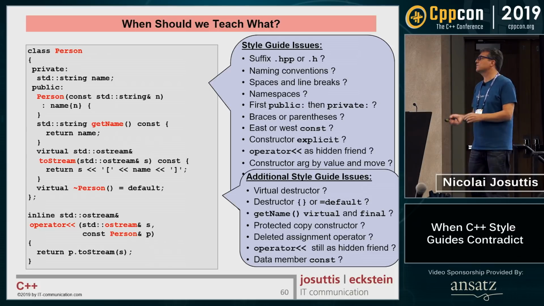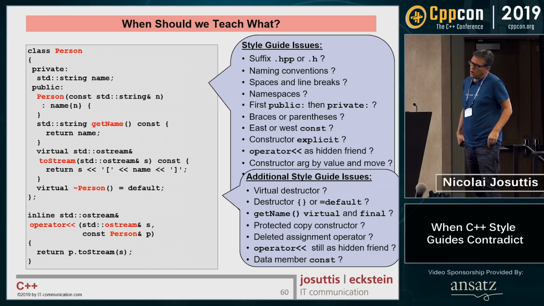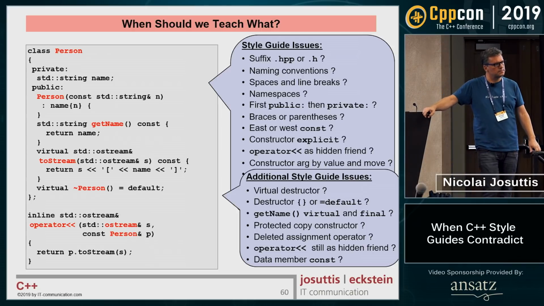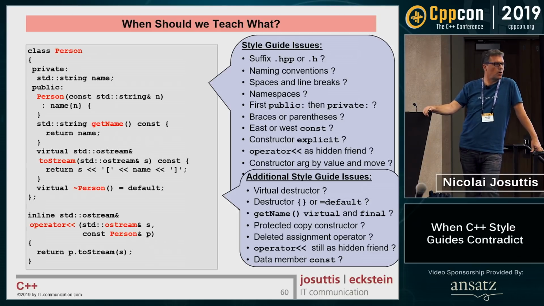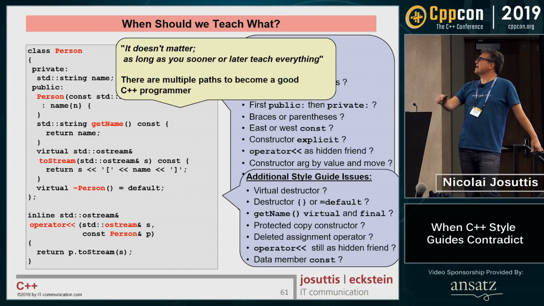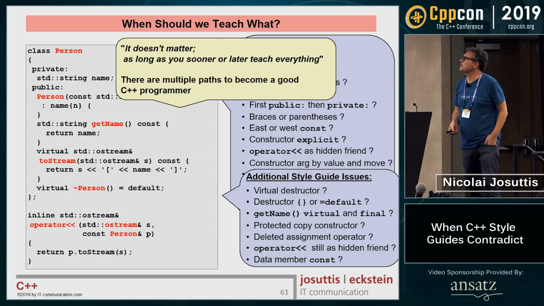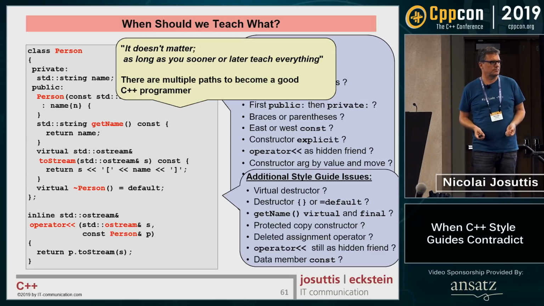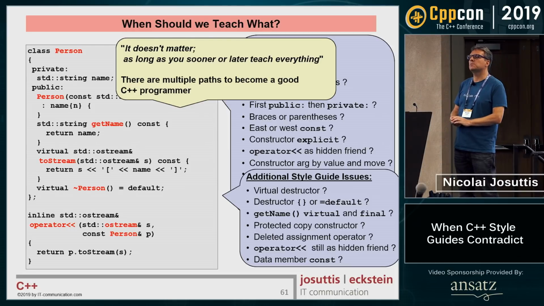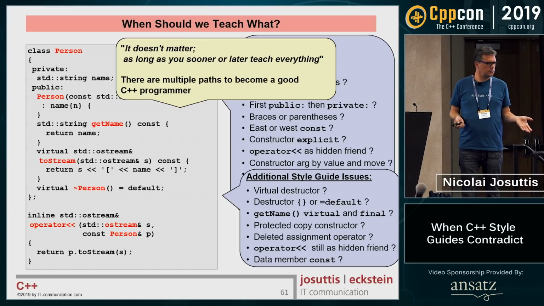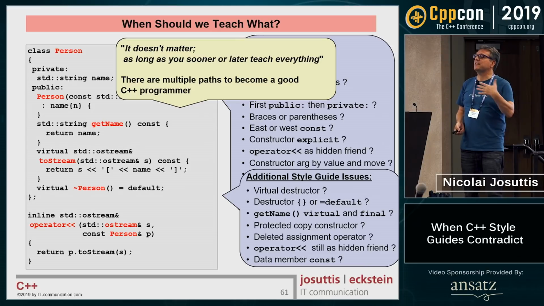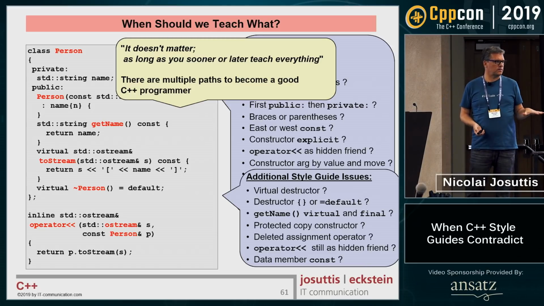When I discussed this with a couple of guys, also in the standard committee, they said, no, we don't have to agree on that. The question is not, what should we teach? The question might only be, when should we teach what? Because sooner or later, you have to know all the rules that are key for your context. And maybe it doesn't matter which order you teach things, as long as sooner or later you teach everything you need to know. There are multiple paths to become a good C++ programmer. Maybe we just have to accept that. But then at least we have to say that when we teach C++ to beginners.